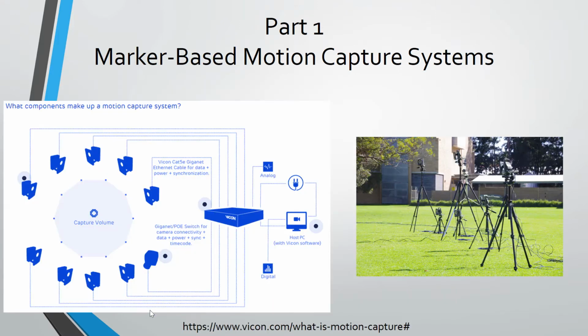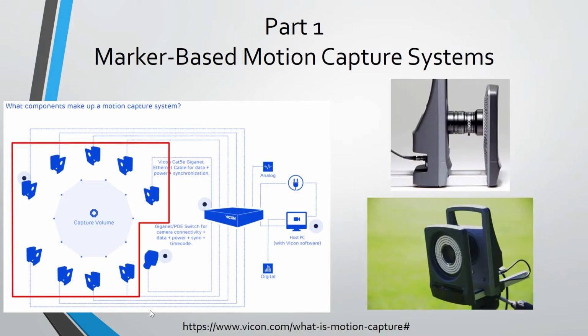So, the system. I'll quickly run through what comprises this motion capture system. Firstly, and most obviously, we have the main camera array. Now this is set up around a specified capture volume. The capture volume is the area that's going to be most accurately recorded by the cameras, and it's calibrated in a way to do that.